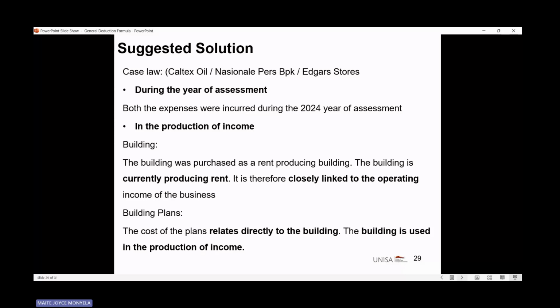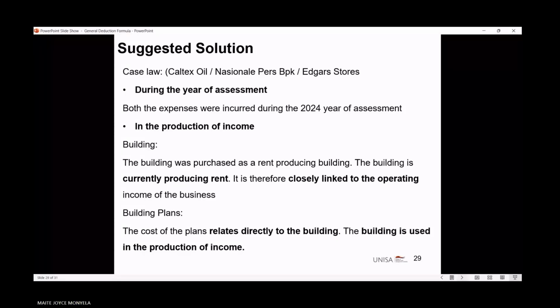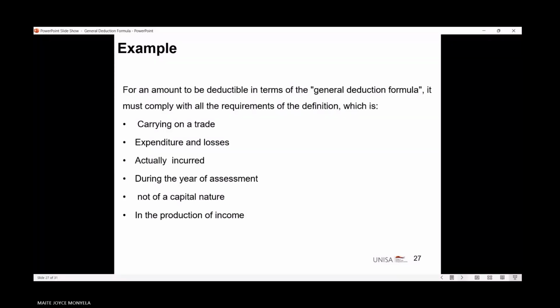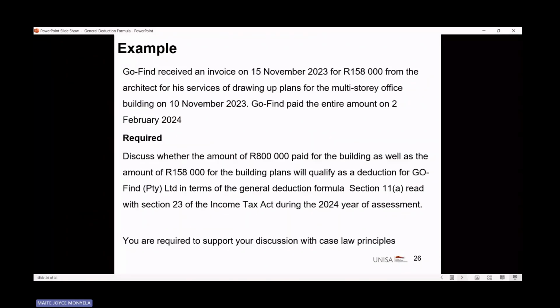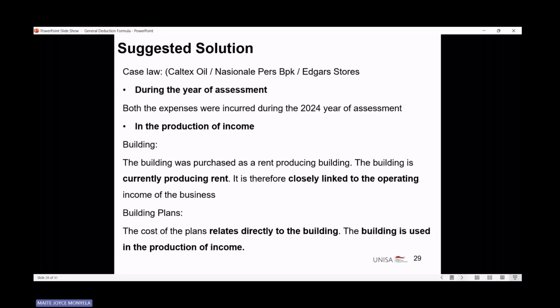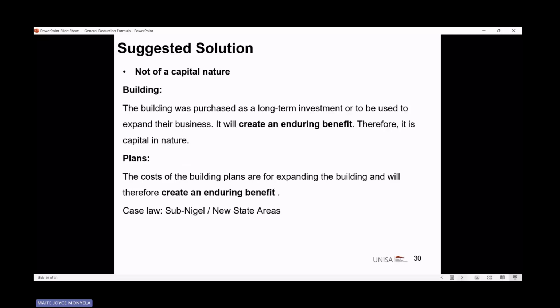Let's check the building plan. The cost of the plan relates directly to the building, and the building is used in the production of income. Let's go to the question. We test whether the 880 is linked to the producing of income, which is the rental, and then we go to the drawing. They are building a multi-story office building. Is it closely related? Yes, it's related to the building, which is used for the production of income.